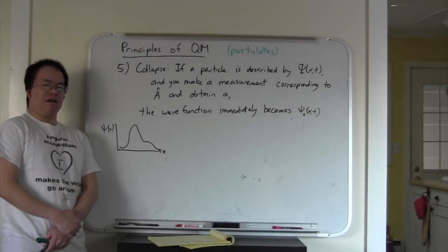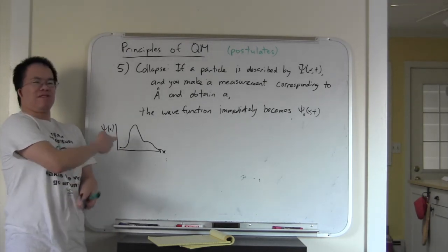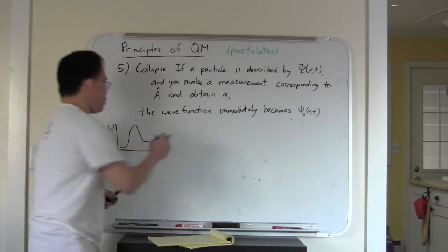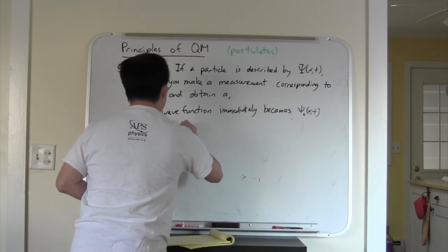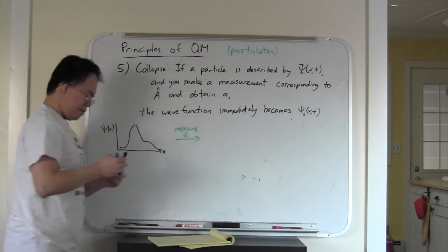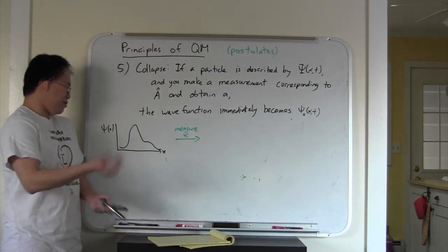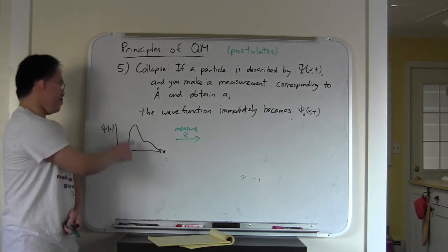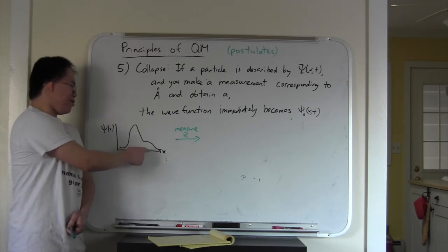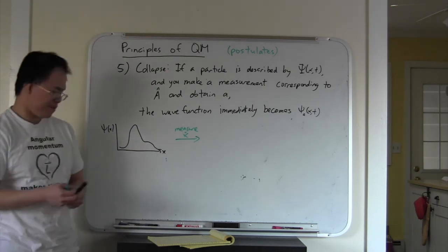So consider the following. Suppose we started off with some wave function that looked something like this. It was delocalized, and then we went and we measured the position of our particle. If we make a position measurement, there's a probability for measuring it somewhere. We'd probably be most likely to measure it around here, but there's a non-zero probability of measuring it like over here or over here.